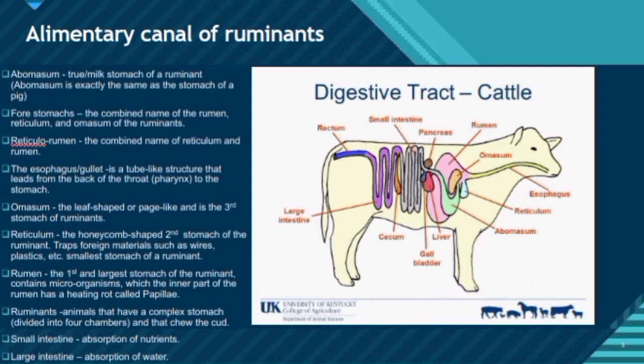So let me say a cow eats, it forms a bolus. Inside that bolus, it can be plastics, it can be papers, it can be whatever, because cows just chew anything. And then those foreign materials are left in the reticulum. Remember that. And the reticulum is the smallest stomach of a ruminant.